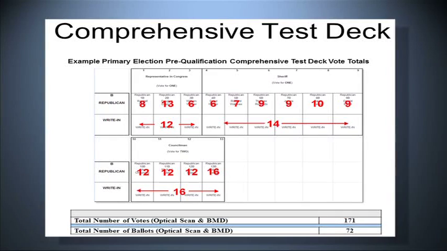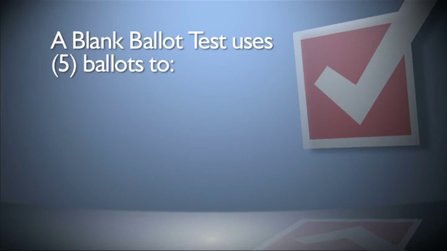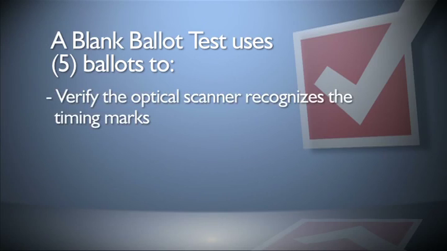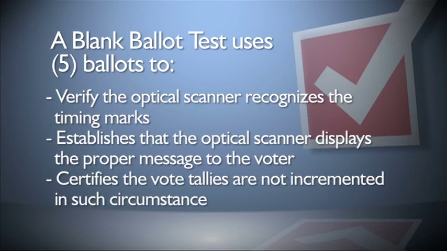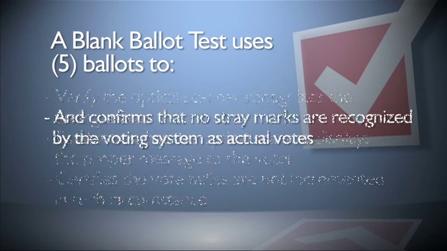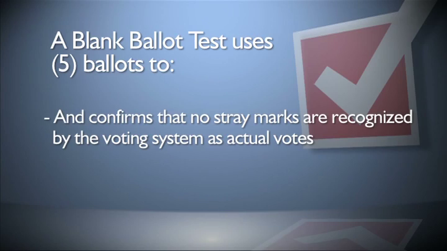Like the print validation test, a blank ballot subdeck is also created as part of a comprehensive primary or general election test deck. A blank ballot test uses 5 ballots to verify the optical scanner recognizes the timing marks, establishes that the optical scanner displays the proper message to the voter, certifies the vote tallies are not incremented in such circumstance, and confirms that no stray marks are recognized by the voting system as actual votes.